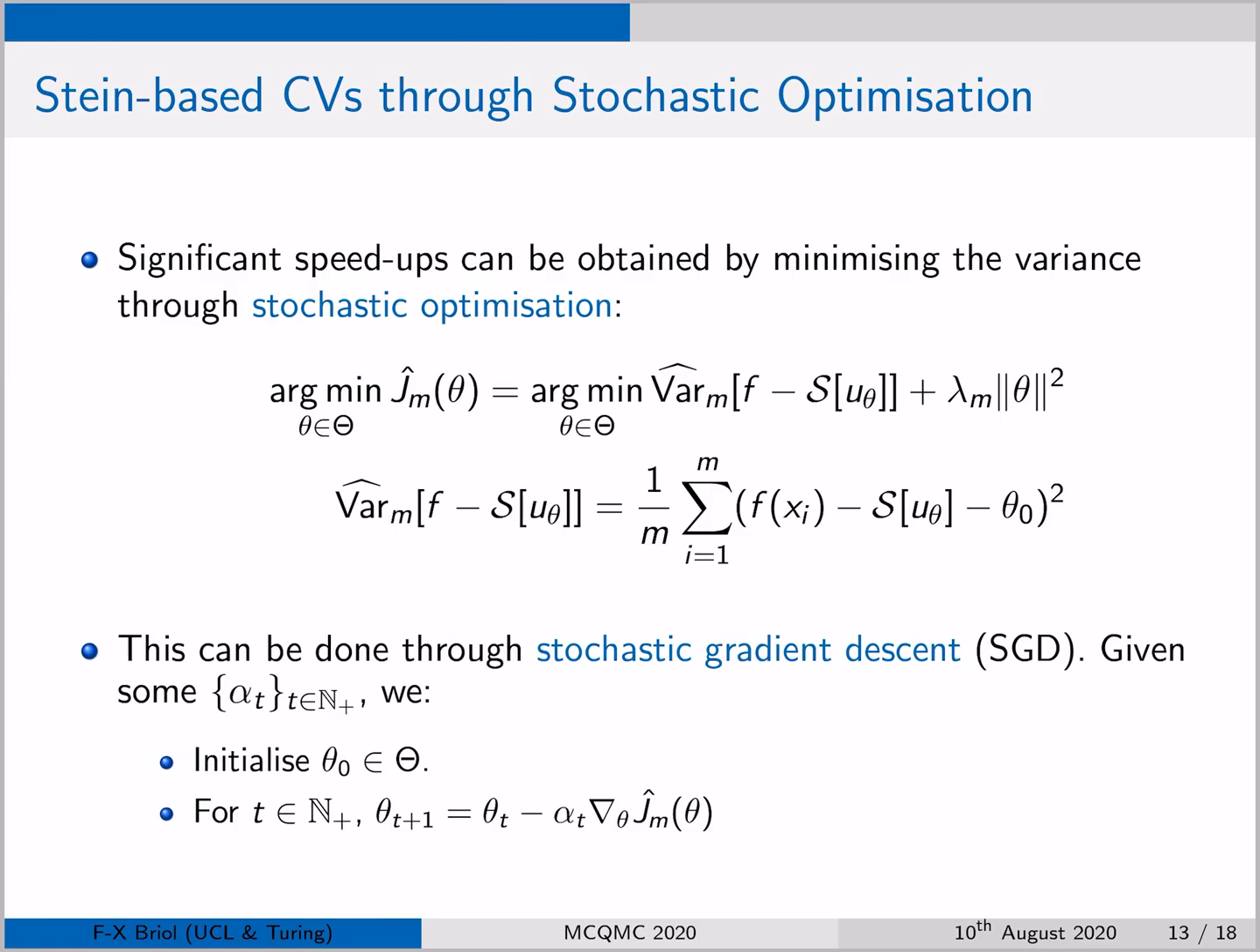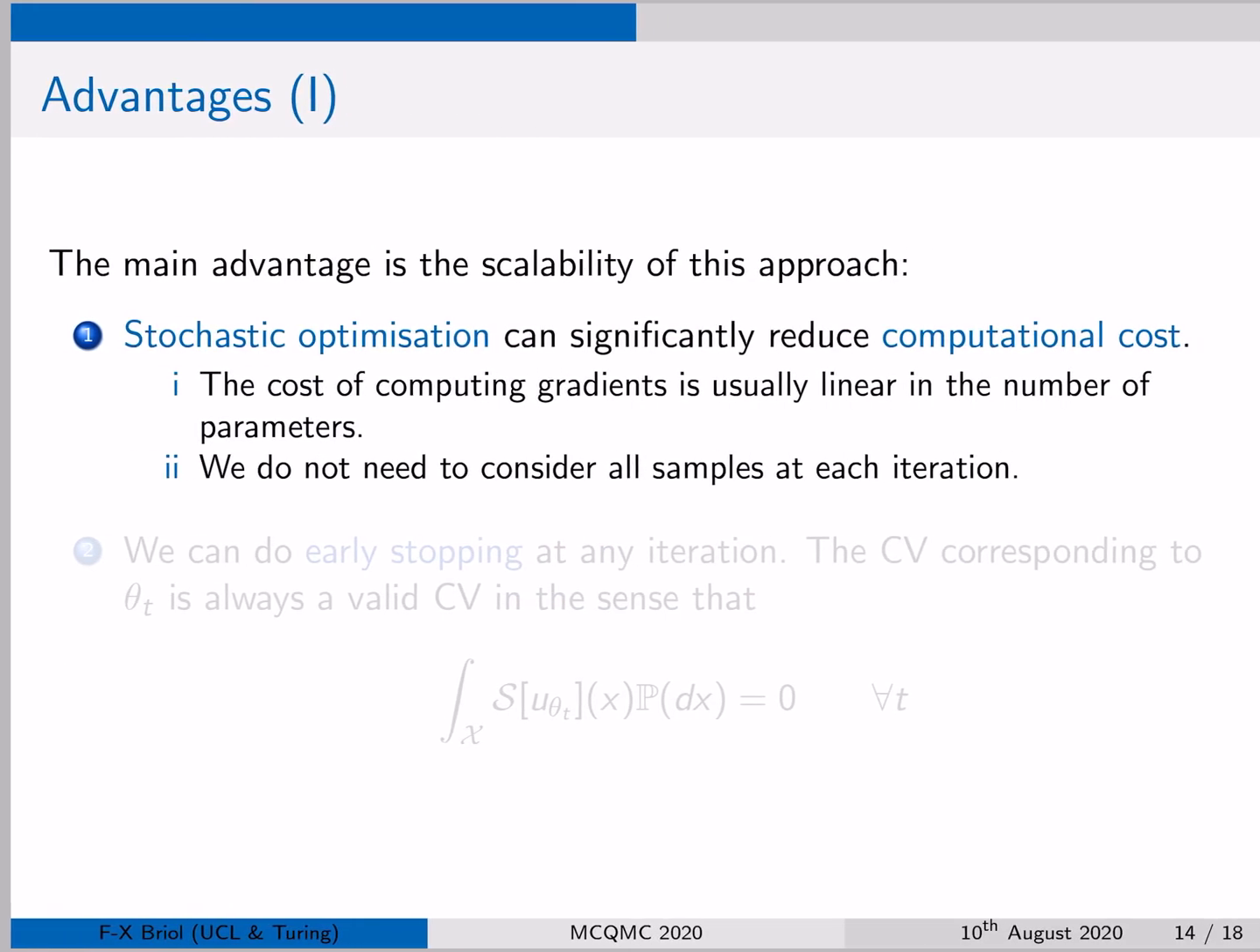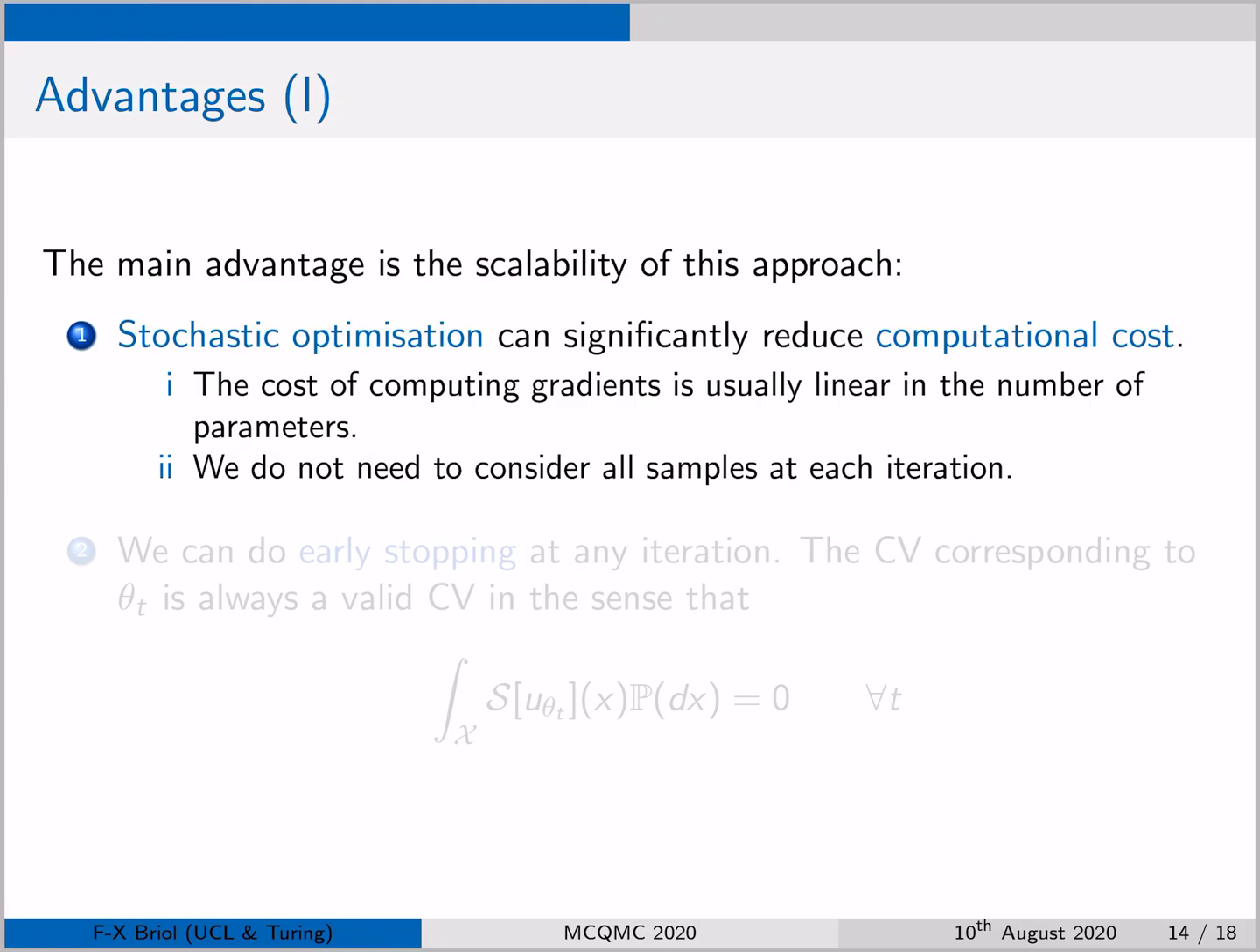So why is this useful? Well, there's a couple of reasons. The really main reason is computational cost. By framing the problem in the way I've done, first of all, the cost of computing these gradients will usually be linear in the number of parameters, whereas previously, if I was solving linear systems, it was cubic, which is a lot more challenging, especially when I have a lot of parameters.